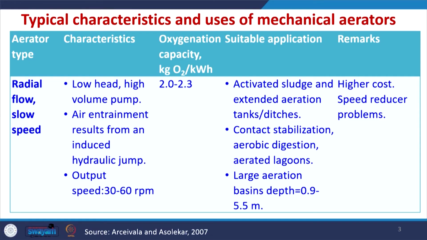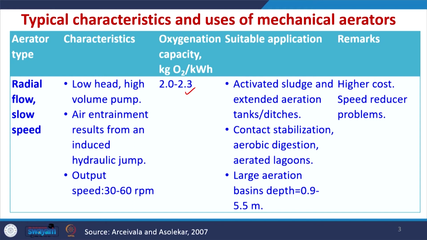Now, some typical characteristics and uses of mechanical aerators are given here, and which type has to be used under which conditions. One of the major things we should look at is the oxygen capacity of that particular aerator. Radial flow, slow speed aerators have very good oxygenation capacity, around 2 to 2.3 kilogram oxygen per kilowatt hour.